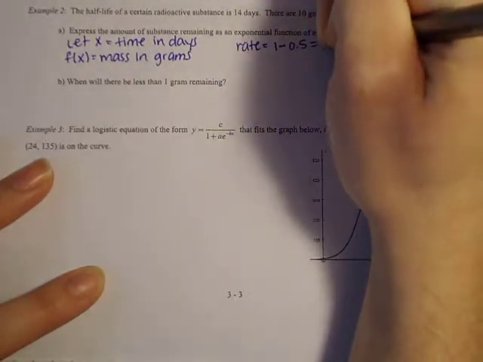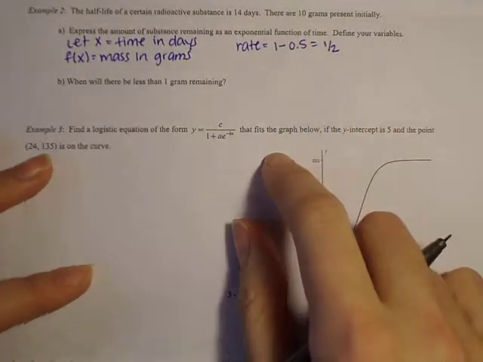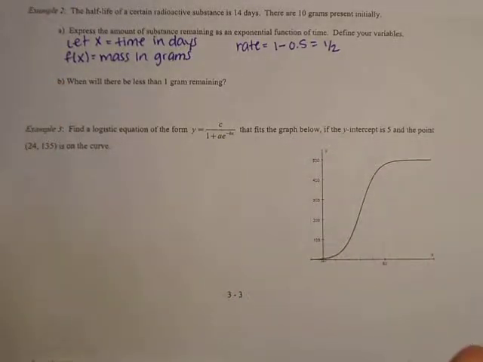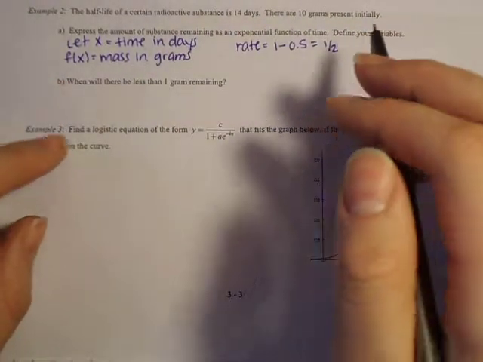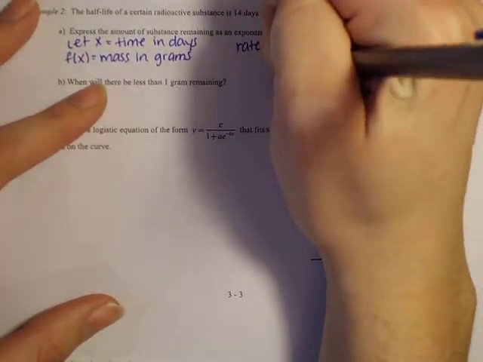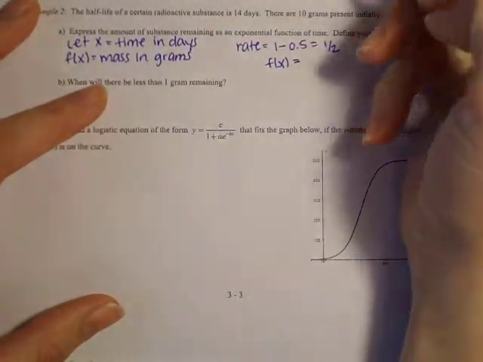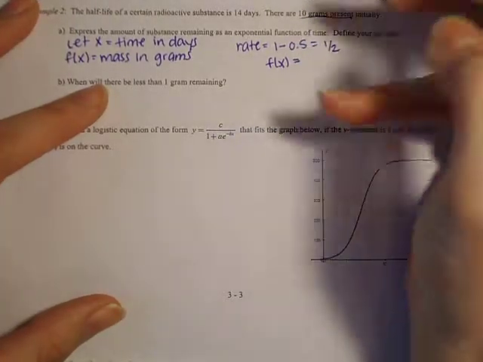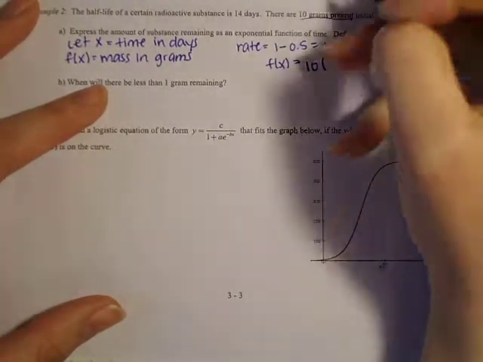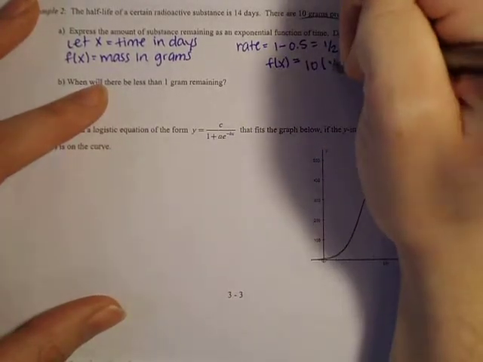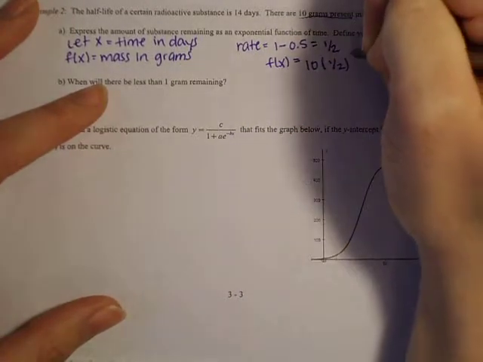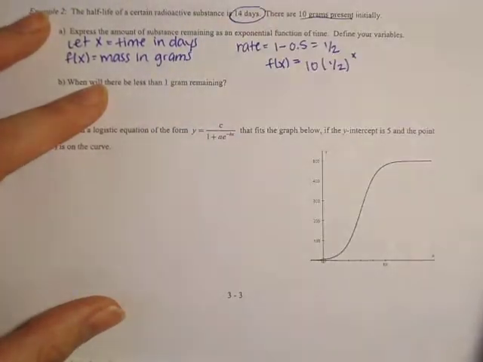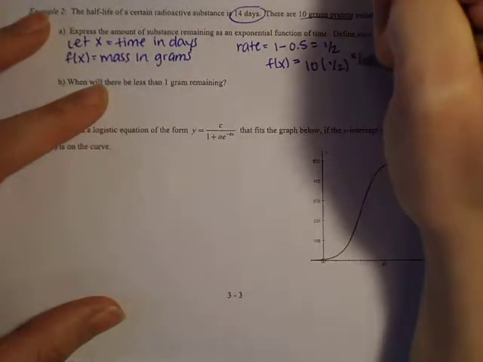And we'll be left with 1/2, or 0.5. And it decays this much every 14 days. So we're going to have our function of f of x equals our initial 10 grams present times our decay rate, which was 1/2, raised to the x, but we have to take into account that the decay rate is every 14 days. So it'll be x over 14.